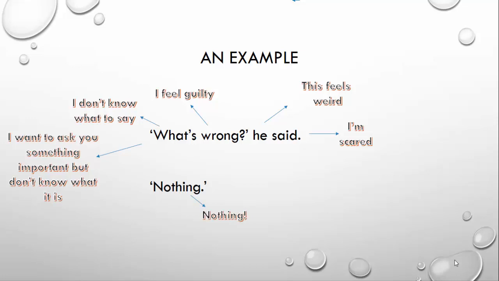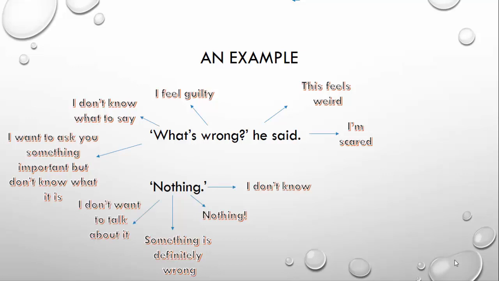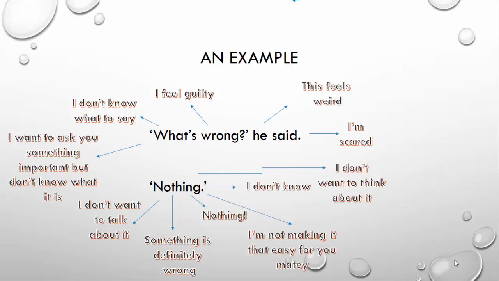Okay. So when we say nothing, we may mean nothing. I'd suggest that's fairly rare, but we may mean nothing's wrong. But usually something is definitely wrong. We might not know what it is. We're just feeling a little bit weird. We're not sure. We might not want to talk about it. Maybe we don't even want to think about it. Maybe we just don't want to make it that easy for the person that we're talking to.